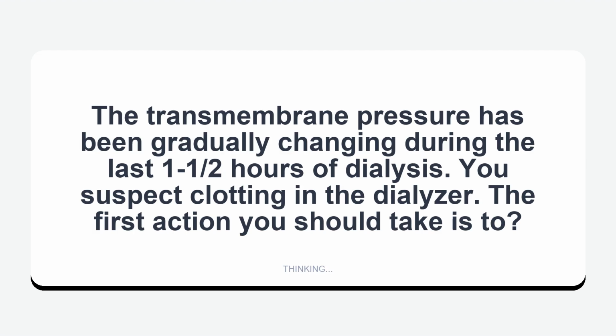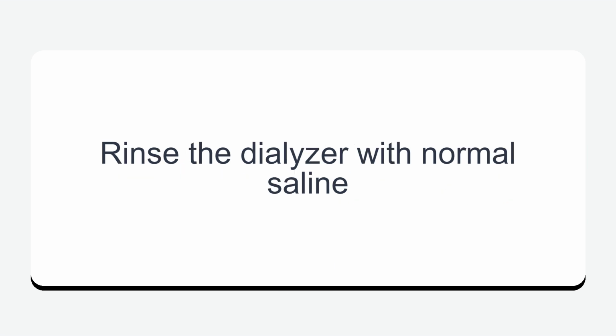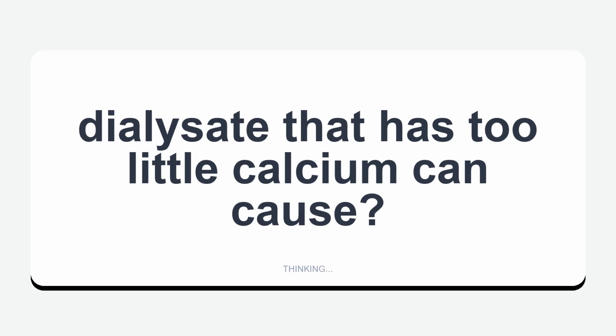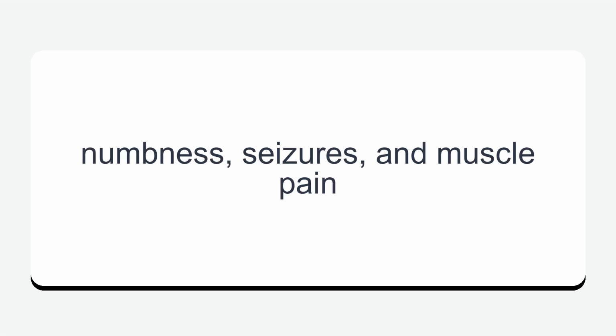The transmembrane pressure has been gradually changing during the last 1.5 hours of dialysis. You suspect clotting in the dialyzer. The first action you should take is to rinse the dialyzer with normal saline. Dialysate that has too little calcium can cause numbness, seizures, and muscle pain.